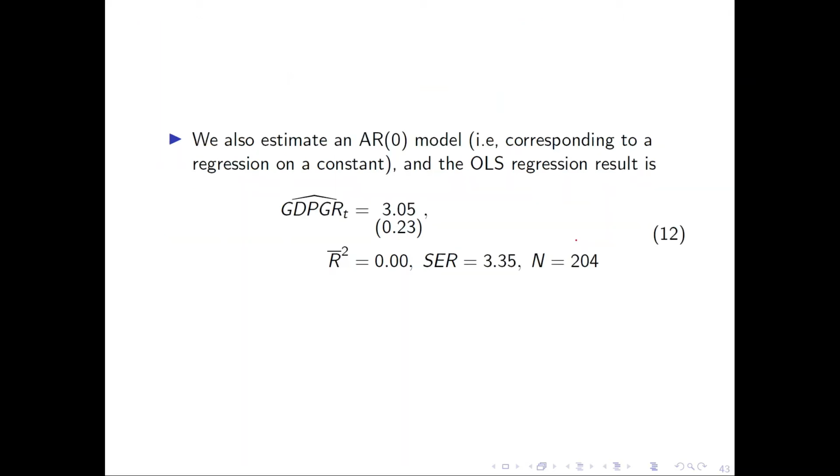And we can also estimate the AR0 model with 0 lags, which is just regressing the growth rate in GDP on a constant, and this constant will be the average GDP growth rate. And you see that if you only have the average and try to explain the GDP growth rate, the R squared is 0.